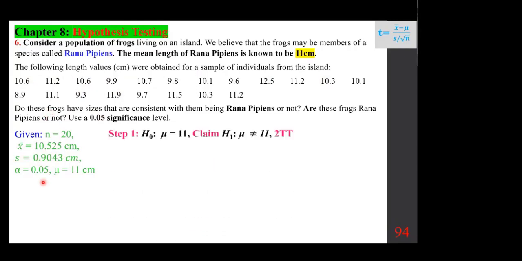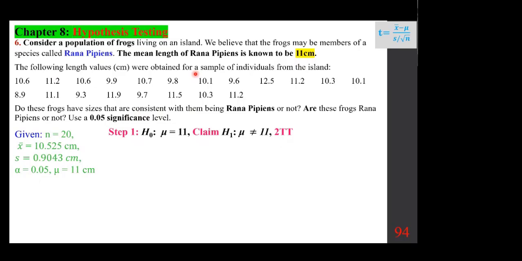Having said that, the first thing is H0: mu is 11. That would be the claim. H1: mu is not 11, and it makes it a two-tailed test. What it means is that if we are going to go with H0, then it becomes the type of frogs we are looking for. Otherwise, it's not. That's the way the test goes.